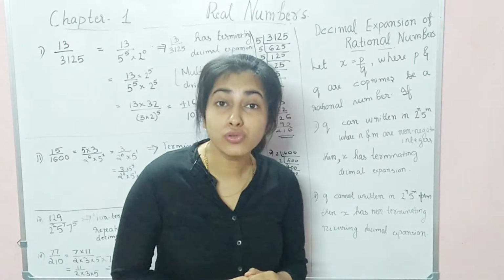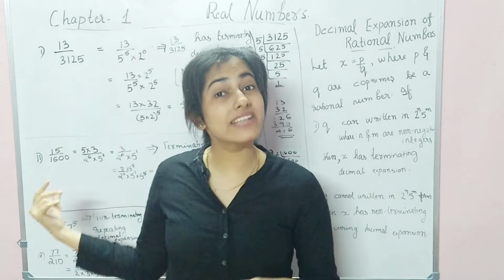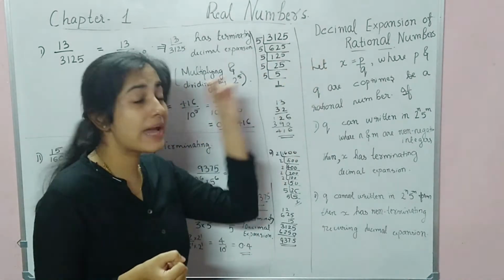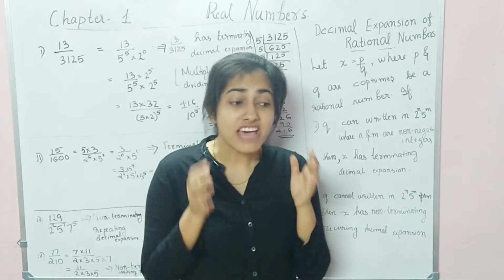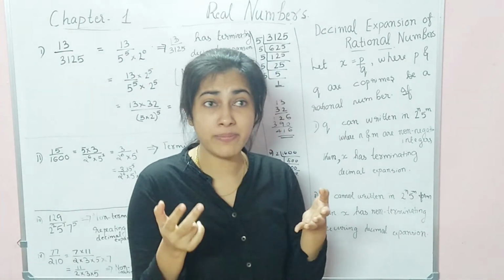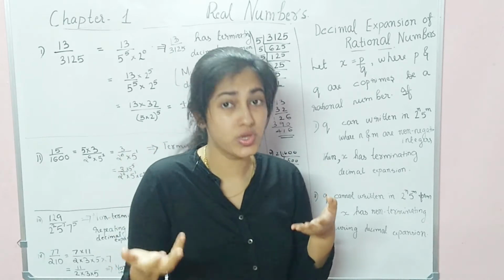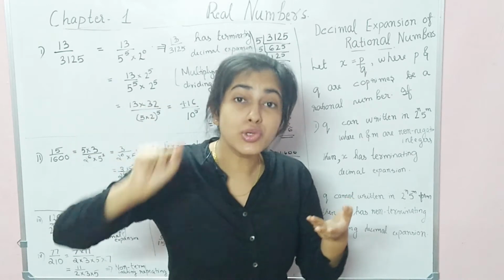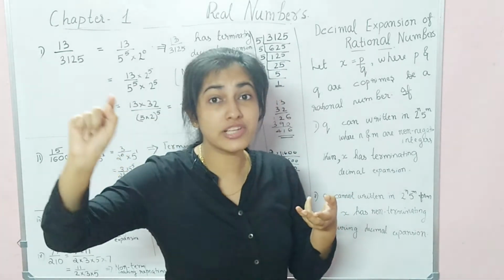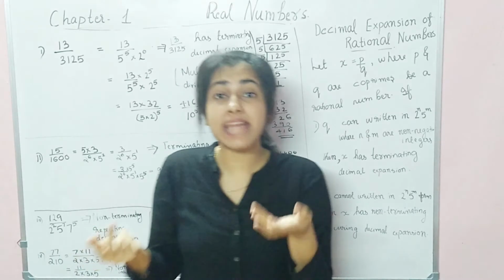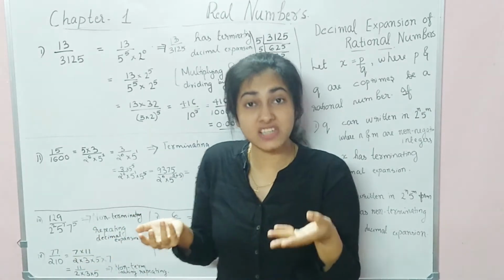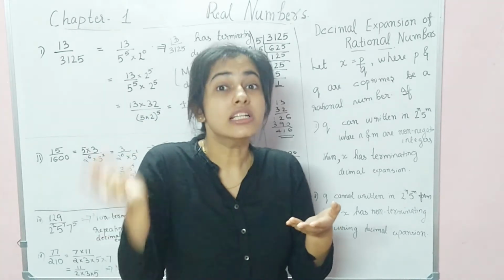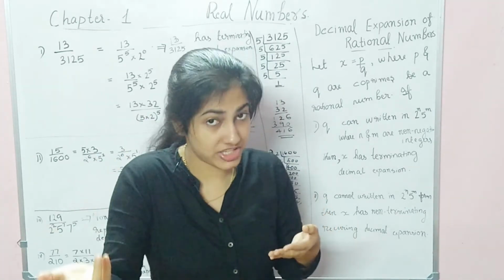Let us now do few examples based on the theorems we have learned. So let us recall the decimal expansion of rational numbers. If x is a rational number which is of the form p by q, where the prime factorization of q is of the form 2 raised to n into 5 raised to m, where n and m are non-negative integers, then the rational number x has a terminating decimal expansion.